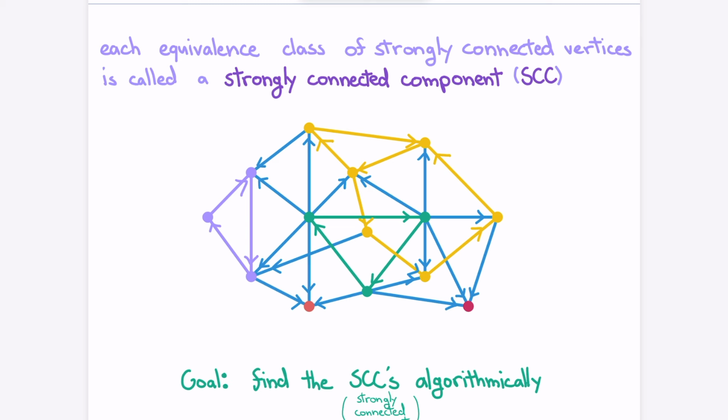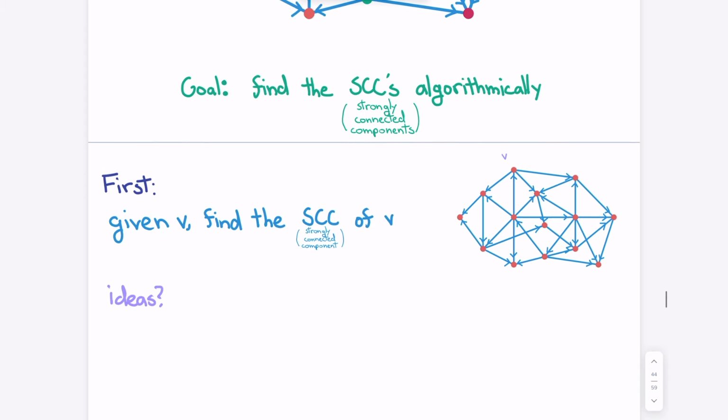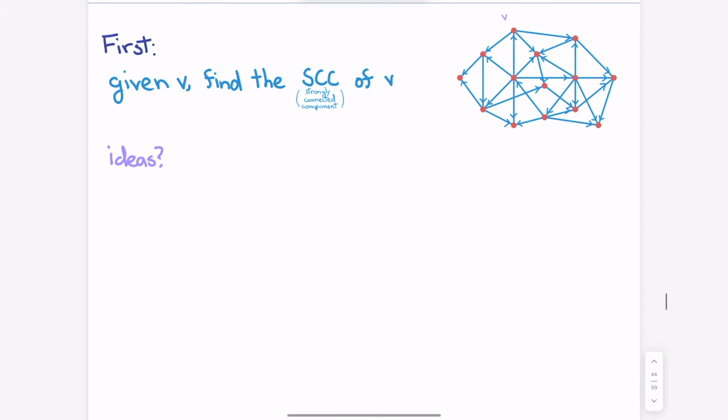Good. So our next challenge is to find all the strongly connected components algorithmically. I just want one algorithm that gets all of them for us and groups the vertices for us. I think this is the most ambitious thing we've done so far in this class. So, let's try a baby step. Suppose I have a vertex V, and I just want to find the strongly connected component of V. So all the vertices it can reach and that can reach it. How can I do that?